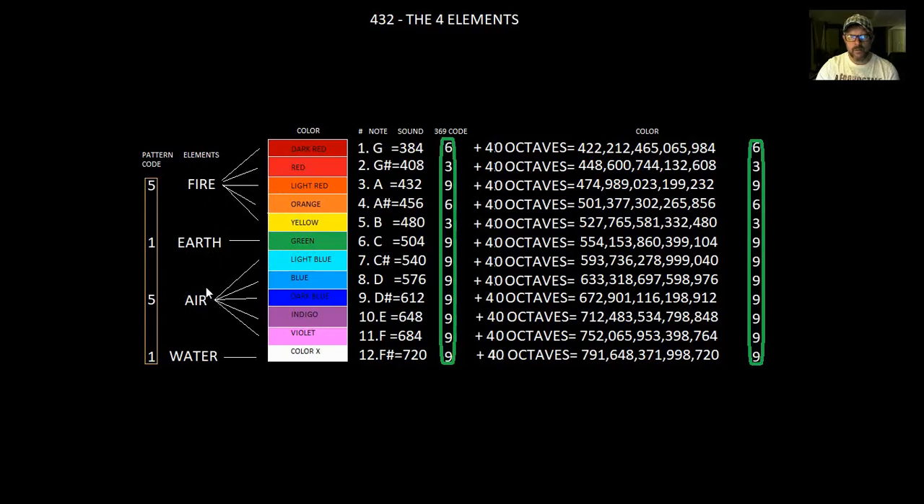Now, air to me is represented by sky, but I'll get back to the air in a minute. So, light blue sky, dark blue sky, indigo sky, violet sky. Right off the bat, you notice that there's a pattern here. Five colors associated with fire. Now you've got 5 with air or sky.